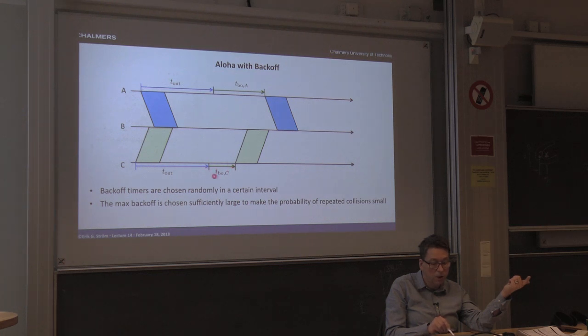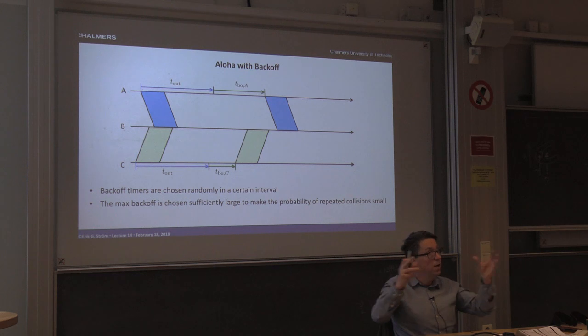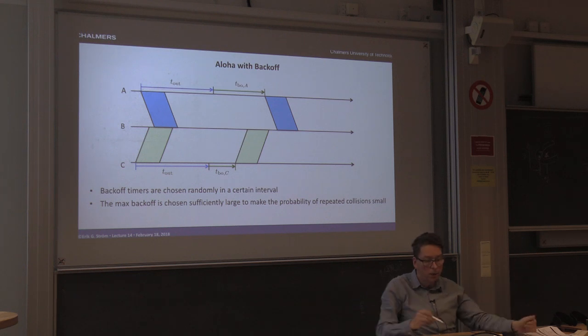And if these random number generators specify a backoff time in a long enough interval, then we can reduce the probability of additional collisions. Right? However, if we choose them to be too long, then we are unnecessarily delaying the transmissions here. So there is always a trade-off. Questions?